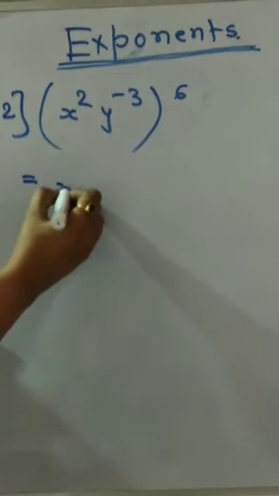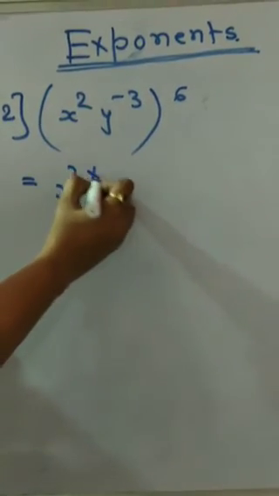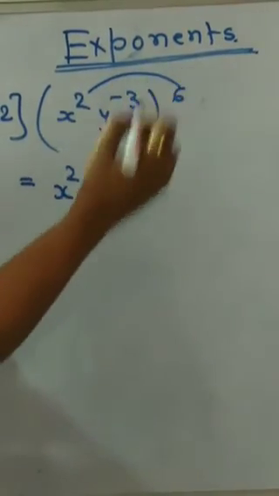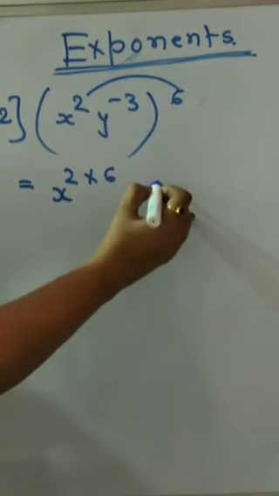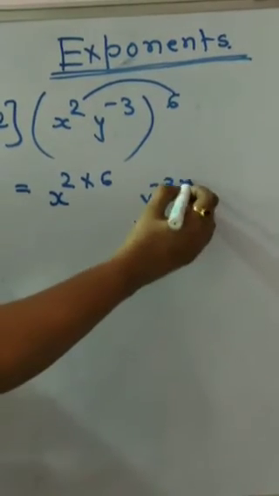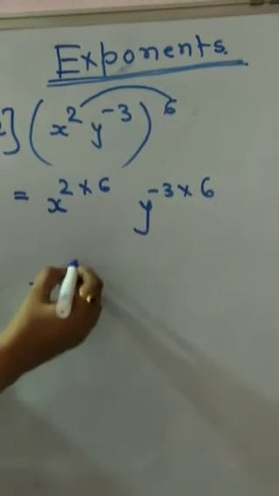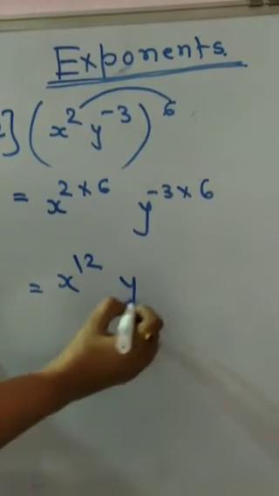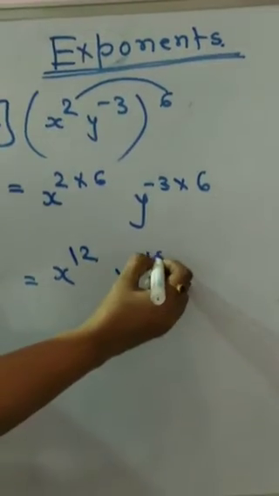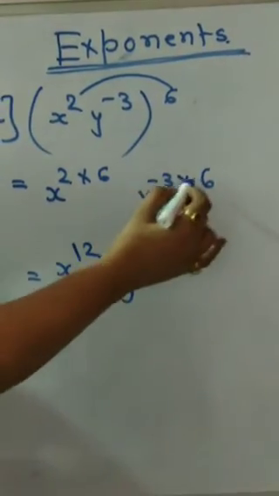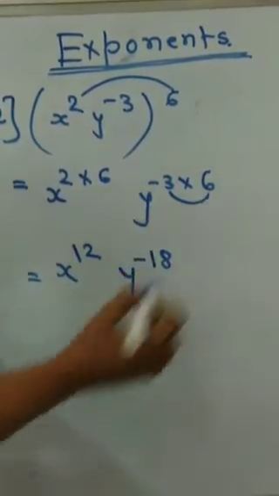So x raised to 2 into 6. Again take y raised to minus 3 into 6. x raised to 2 into 6 is 12, y raised to minus 3 into 6 is minus 18. Minus into plus is minus, 3 sixes are 18.